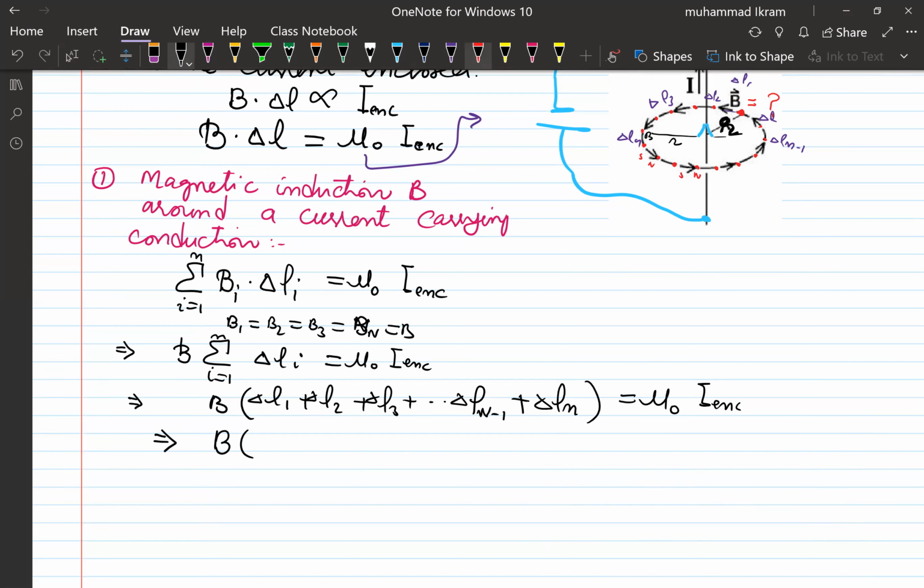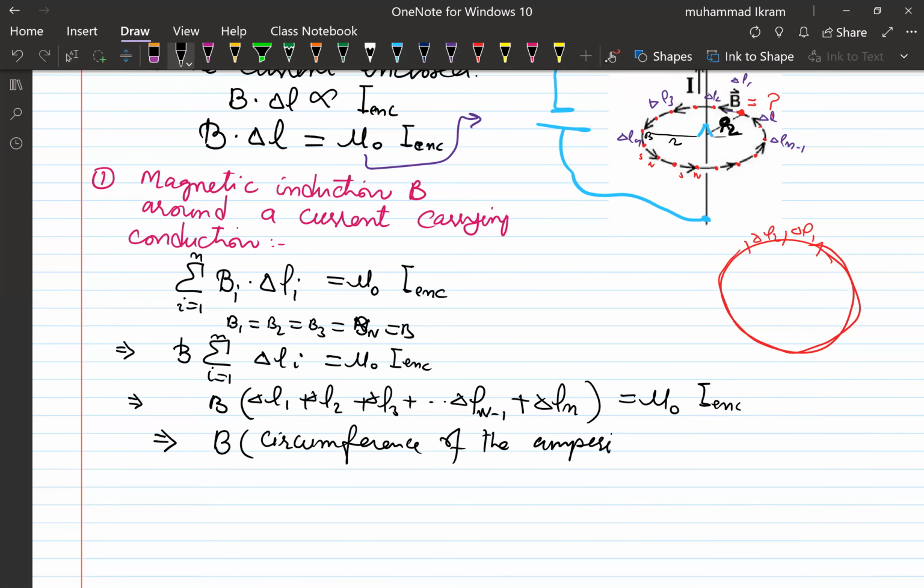Look, see here, if this is a radius and if this is delta L1, this is your delta L2, what does this entire thing make if you add all of them together? Nothing but the circumference of the circular path, the circumference of the Amperian loop, that is equal to mu naught times the current enclosed by the circuit.